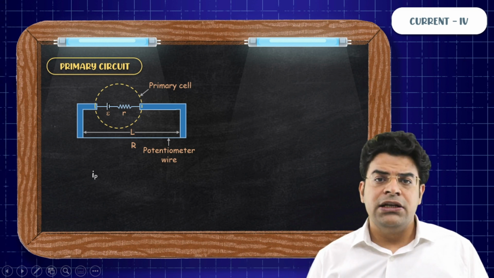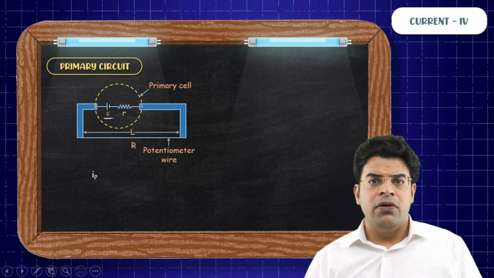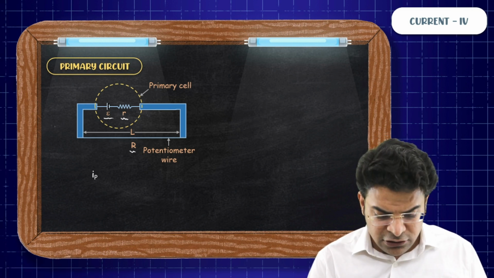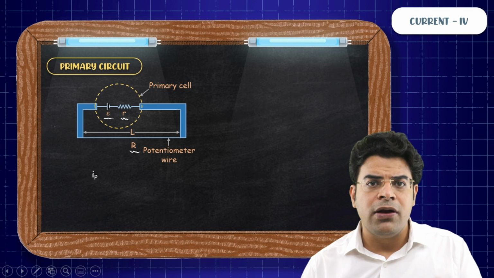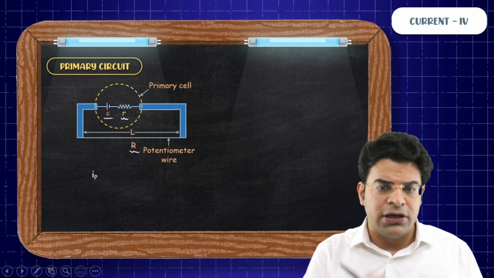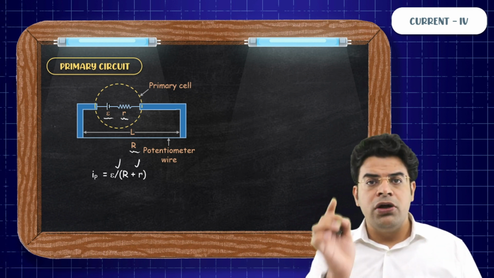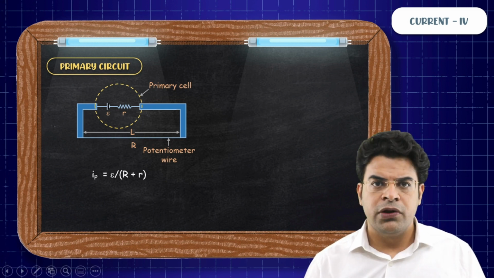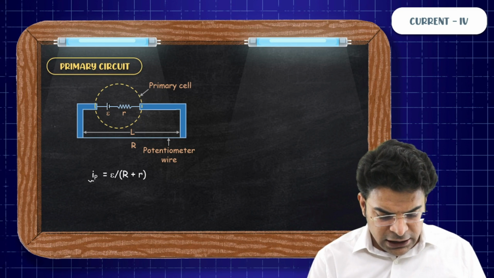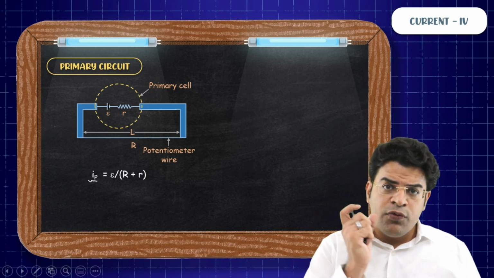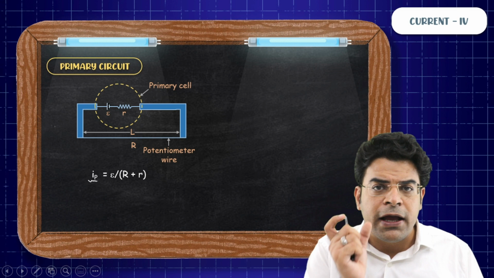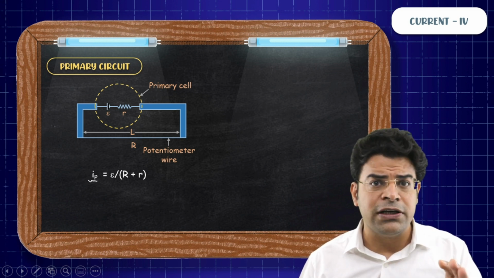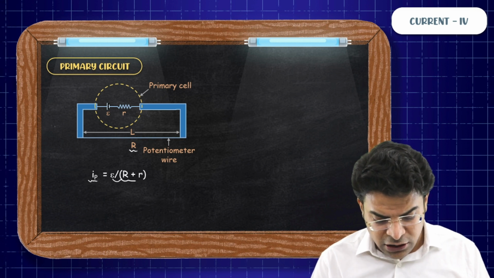Since a cell of EMF E drives the current, the cell has internal resistance r, and the resistance of the potentiometer wire is given by capital R. So the current in this primary circuit has to be nothing but the EMF upon the resistance of the loop, which is capital R plus small r. Once you know the current in this primary circuit, you can find the potential drop across the potentiometer wire, because the potential drop has to be nothing but the resistance times the current flowing through it.